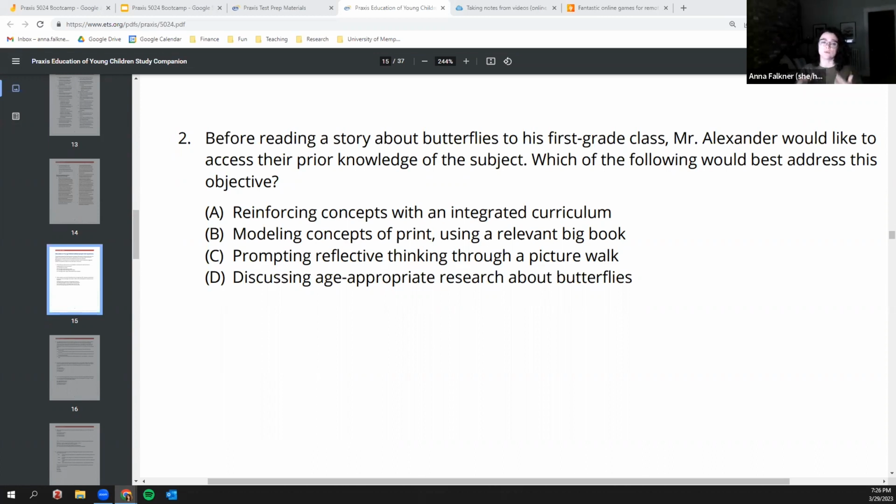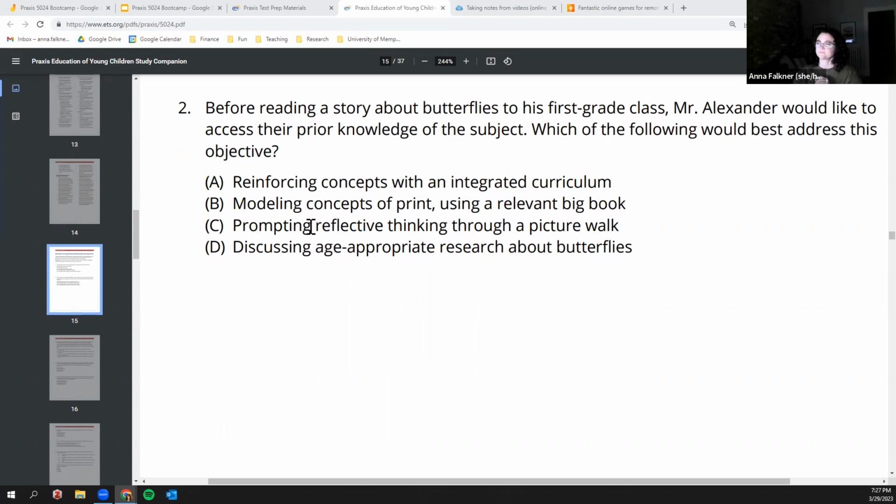An integrated curriculum is fantastic, but it's not the best way to activate prior knowledge. With prior knowledge, we want to give them a little, it's like giving little clues here. And so in this case, the picture walk is going to be the best strategy.